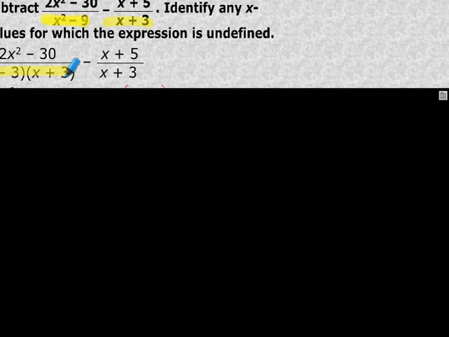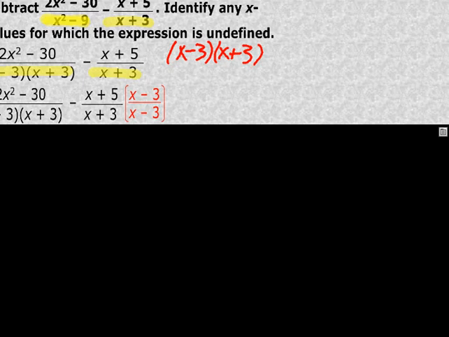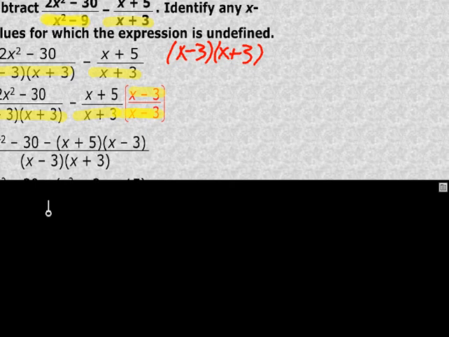This is x plus 3. So you can see our greatest common denominator is our combination of our unique factors, x minus 3, x plus 3, to the highest power that they exist in the factoring of any of those denominators. So it's just going to be x minus 3, x plus 3. This one already has the common denominator. We need to multiply this one by x minus 3 to turn it into the common denominator. So multiply top and bottom by x minus 3 over x minus 3. Now we have everything over our common denominator.